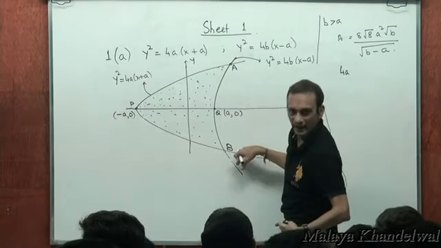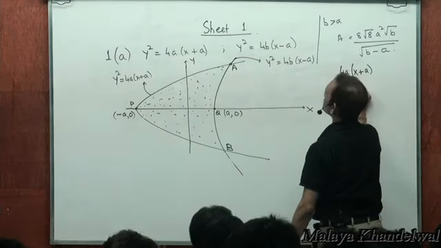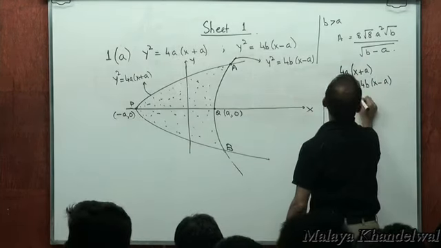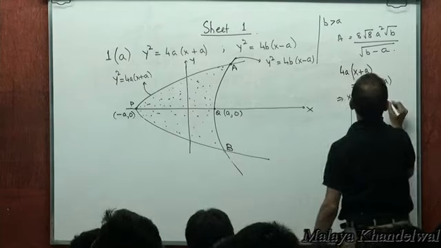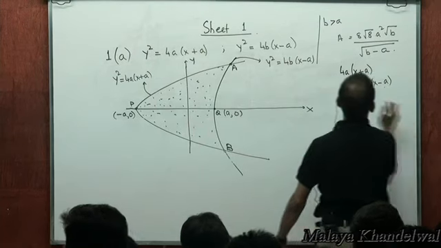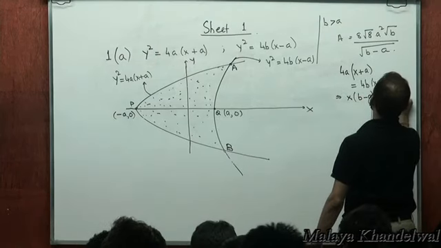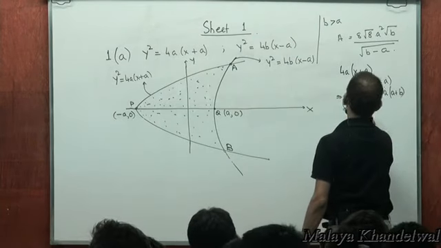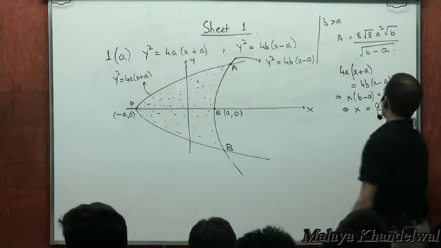A and B will have the same x coordinate from symmetry considerations, and the corresponding x coordinate is obtained by equating their y squareds, 4b into x minus a, right? So x into a minus b is a into, oh, b is greater than a, right? Okay, in this case they say b greater than a, so let me write it like this: x into b minus a is a into a plus b, right? So the x coordinate of A and B is a into a plus b by b minus a.